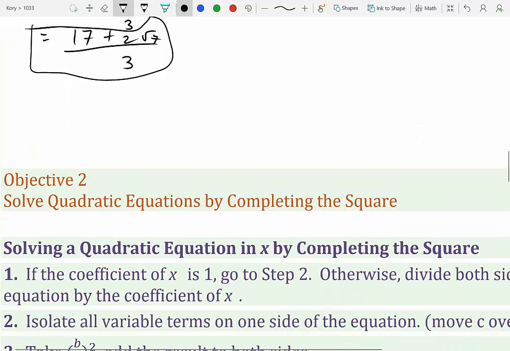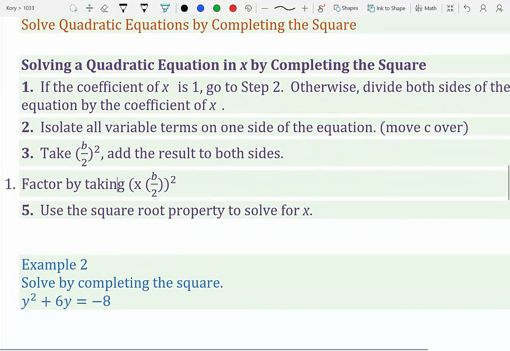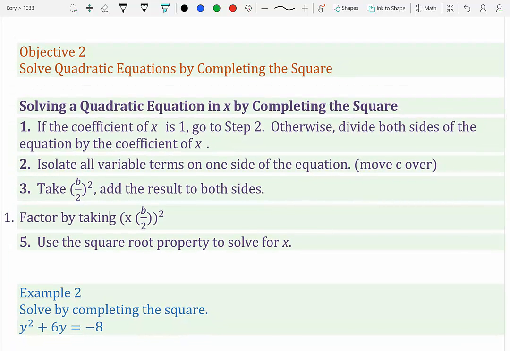Alright, now we can complete the square, because you'll see that comes in handy when we want to complete the square. So it might seem like a lot, but it's not when you actually work it out. So that's supposed to say 4.